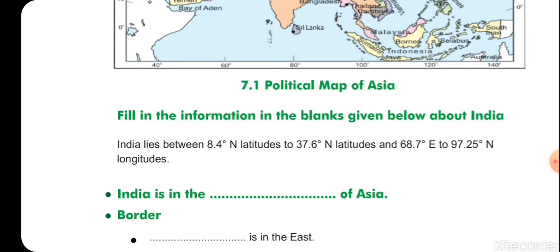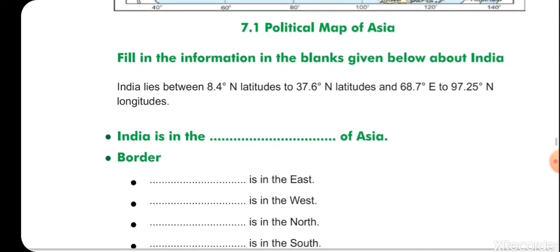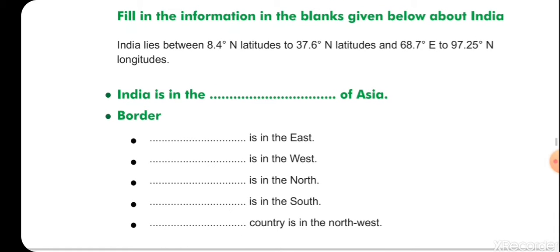India lies between 8.4 degree north latitude to 37.6 degree north latitude and 68.7 degree east to 97.25 degree east longitude. Latitudes and longitudes we are going to study in detail in the coming chapter, but one must understand that India lies between these latitudes and longitudes. India is in the south of Asia.